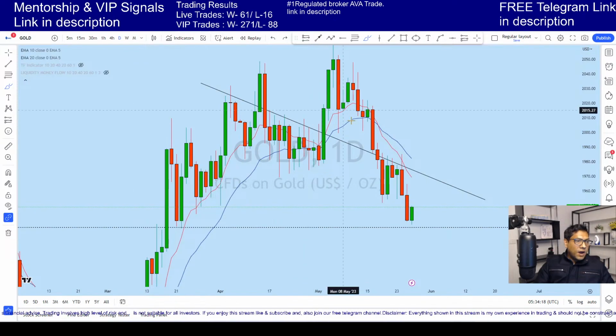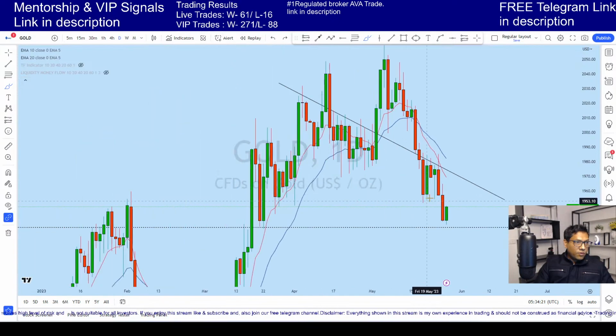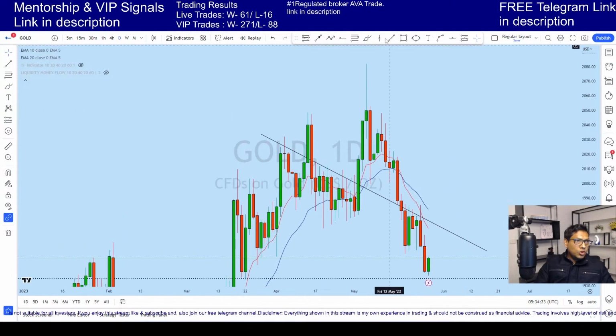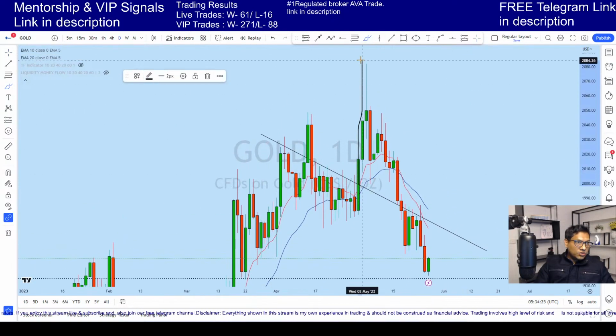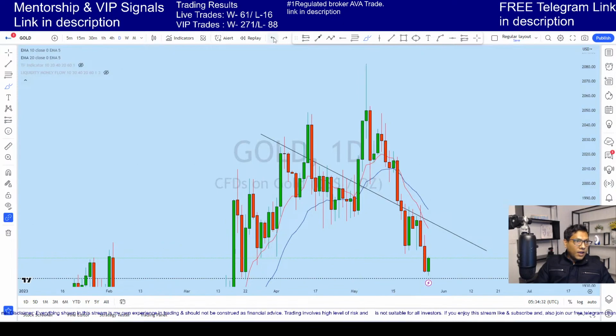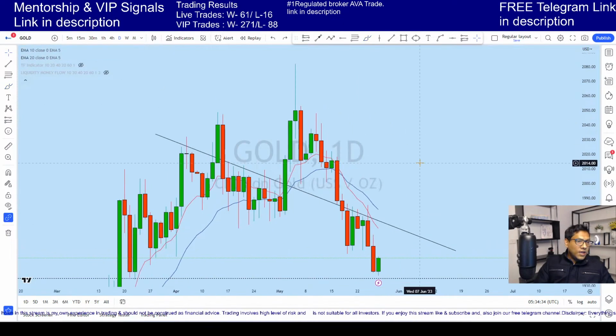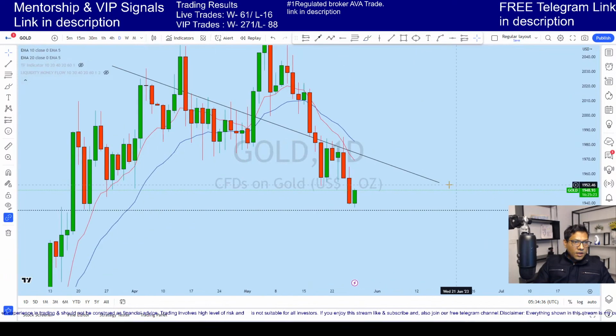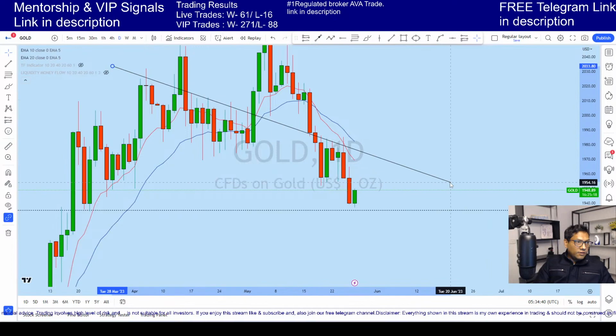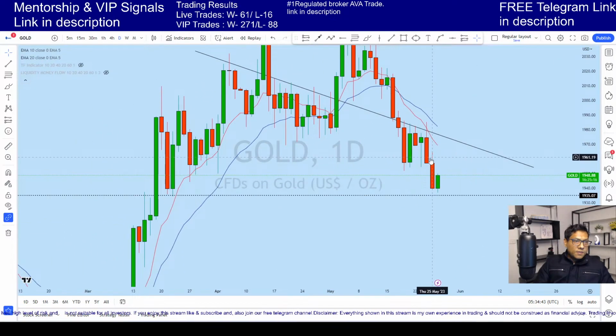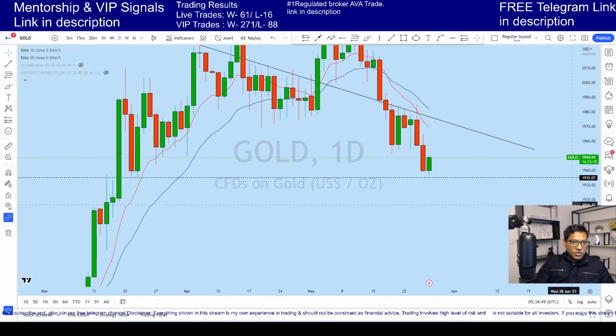We see the market rejecting from that level, and then the price broke out of this structure and created an all-time high, and the price has come back down, creating a series of lower highs and lower lows. So with this resistance line on gold, we see that on the daily the price has broken the resistance line, grabbed liquidity, and then created this long bearish candle.